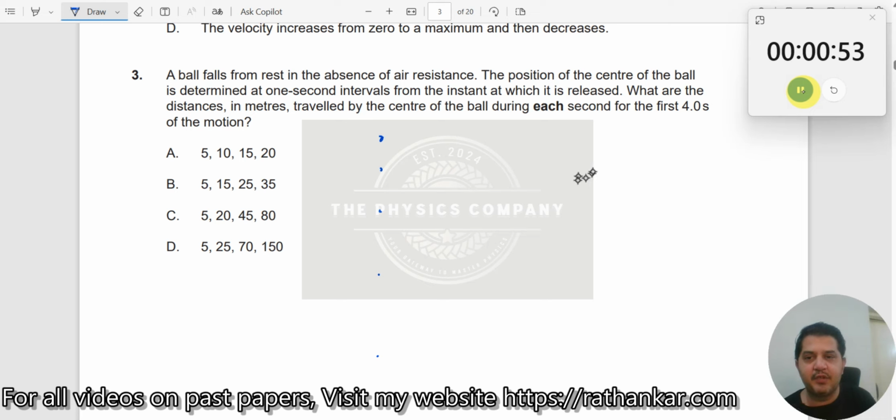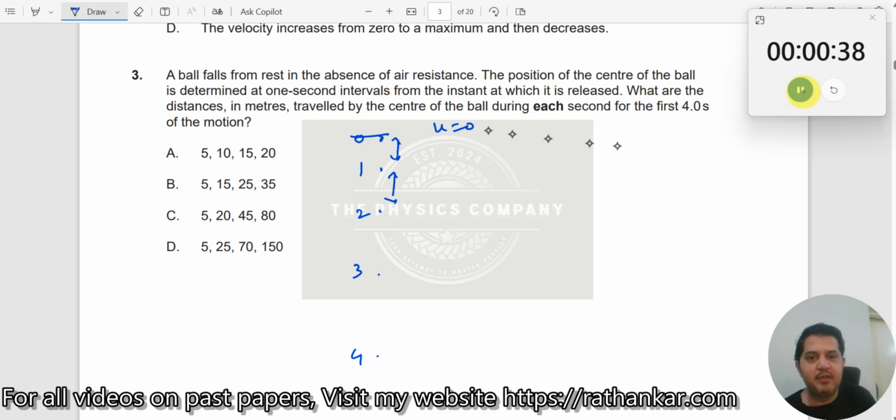second for the first 4 seconds of the motion? So this 0 is the first second, second second, third second, fourth second. So he is asking what the distances over here are. What is the distance? Now, how do we start with this? When you say it is dropped from rest, what does that mean?